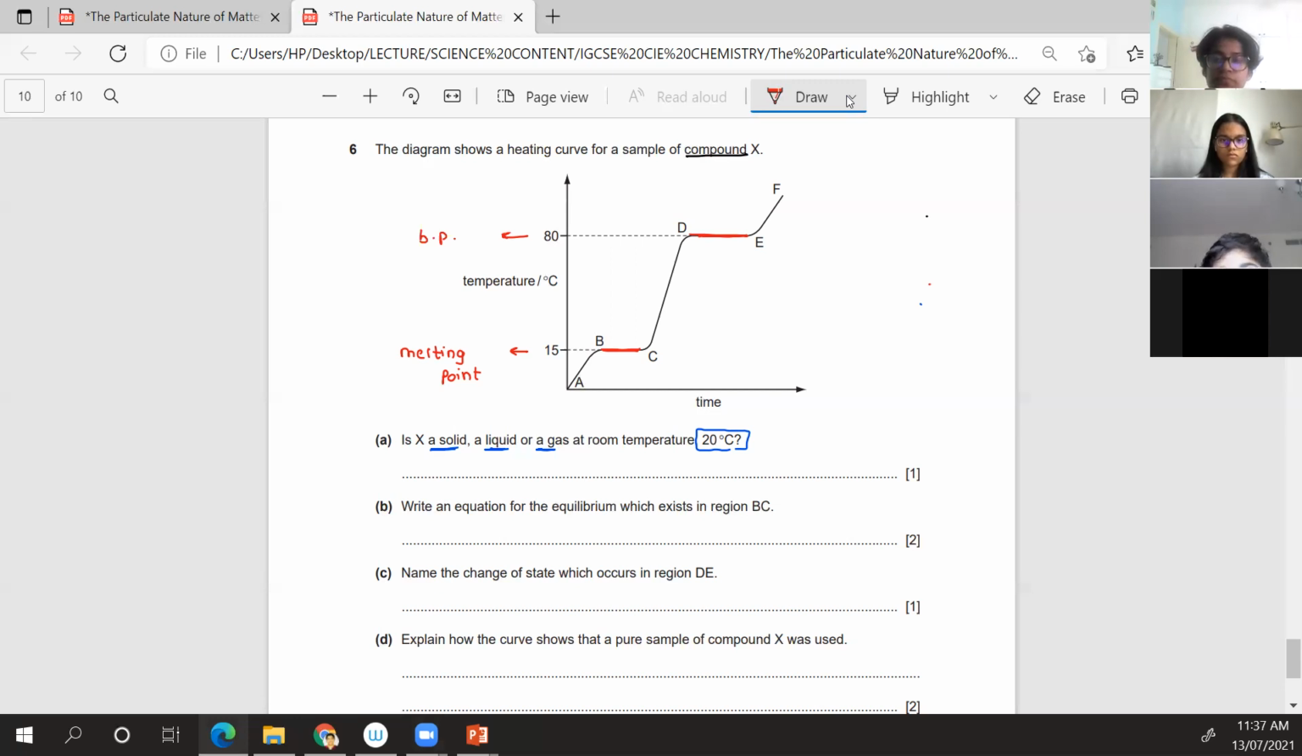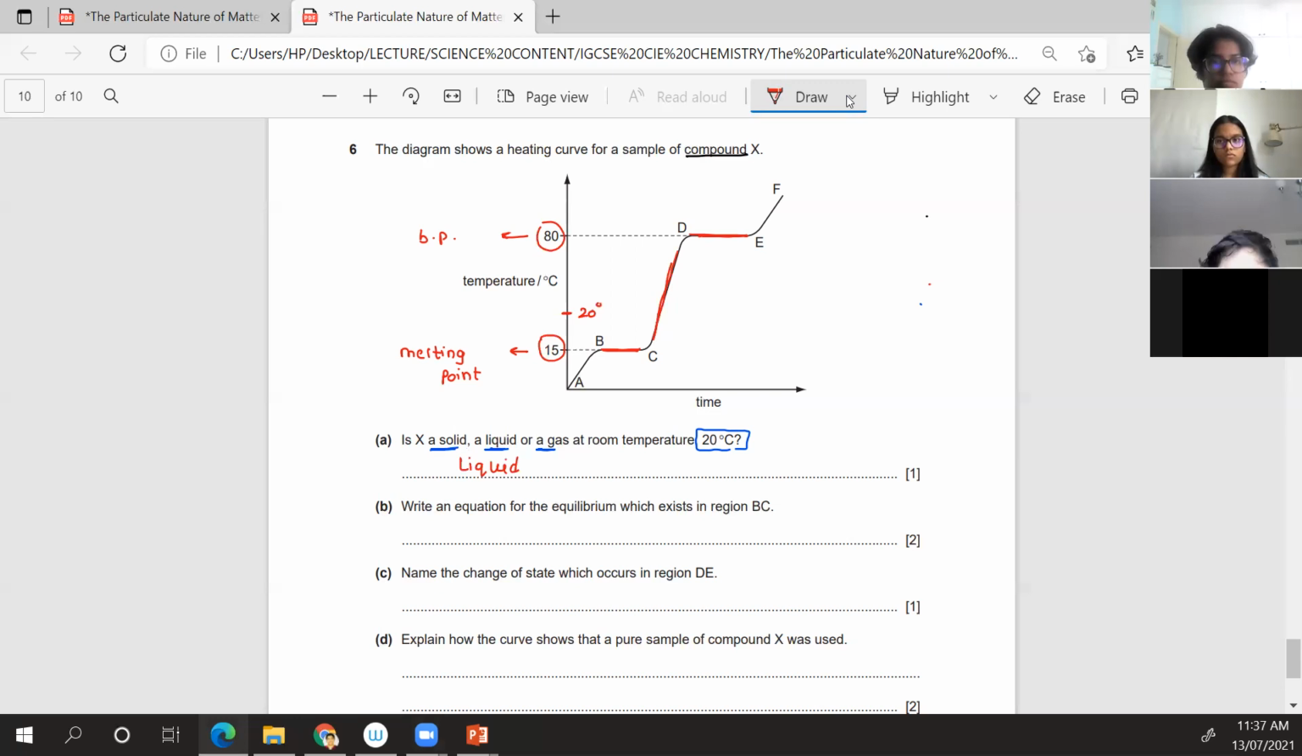So when they're talking about whether X is a solid, liquid or gas at 20 degrees Celsius, now 15 is over here, 80 is over here. So they are talking about 20 degrees. So 20 degrees means it has to be in this region, which means it has already converted into liquid. And now in the CD region, it is going to be completely liquid. So over here, it's going to be liquid state.